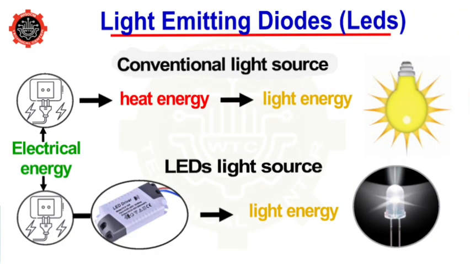Now, if we compare the conventional light source, we first convert the electrical energy into heat energy, and then after that convert that heat energy into light. But LEDs, that is the light emitting diodes, directly convert the electrical energy into light energy, delivering efficient light generation with very little waste in electricity.